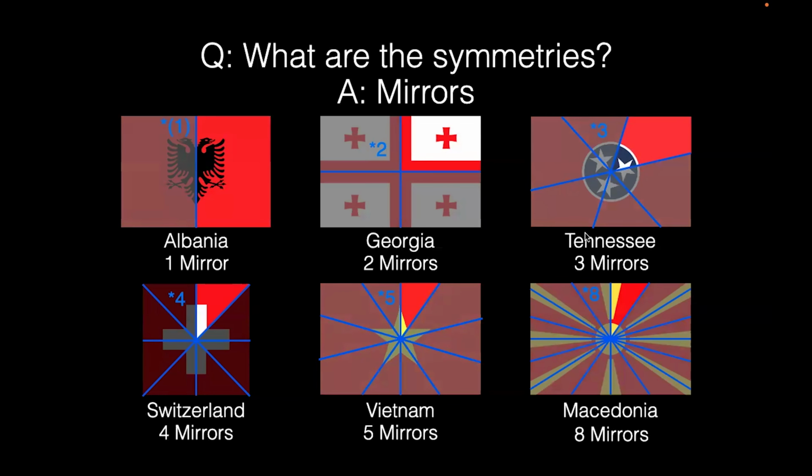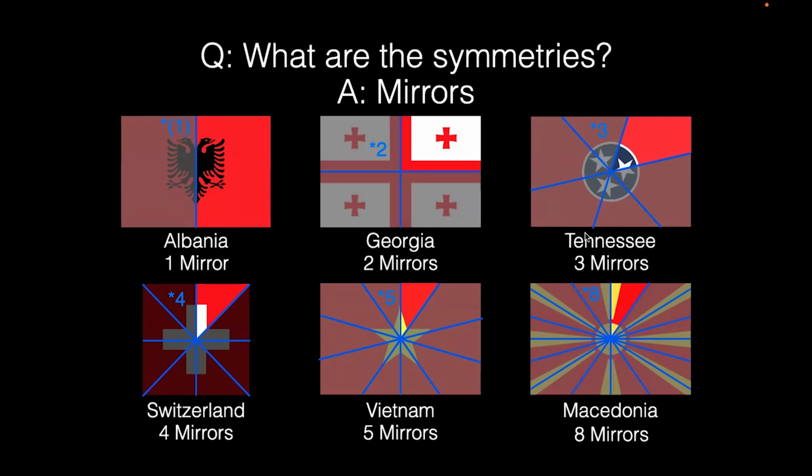So these are fundamental domains, and I'm labeling them with some notation that we're going to use later. Star here means mirror, and then 3 means that 3 of them meet in the center. So star 8 would be 8 mirrors meeting in the center here. Basically, this little teeny wedge is all I need to explain the entirety of Tennessee's flag.